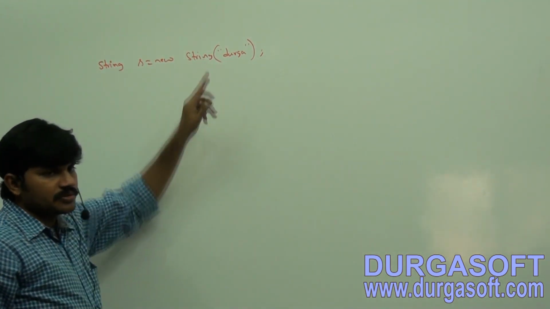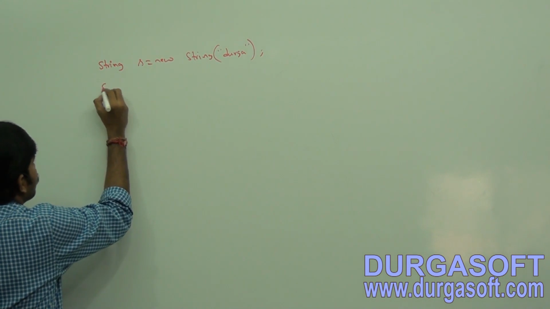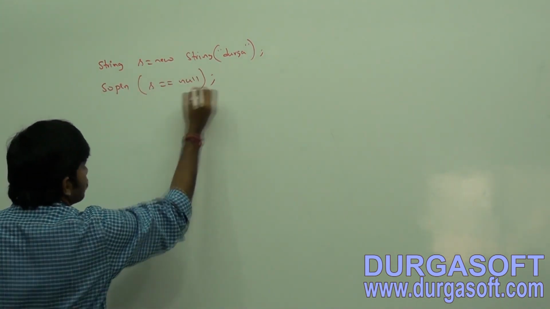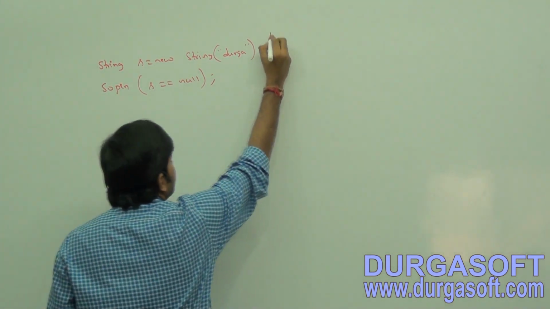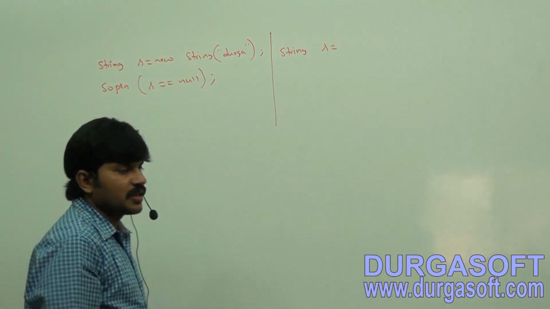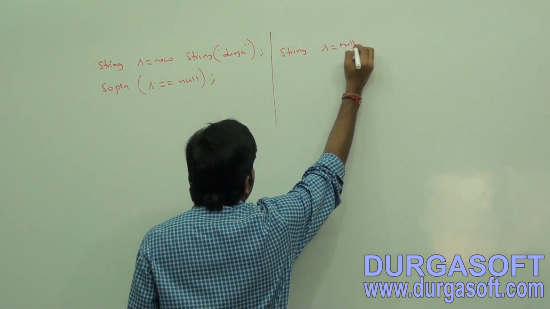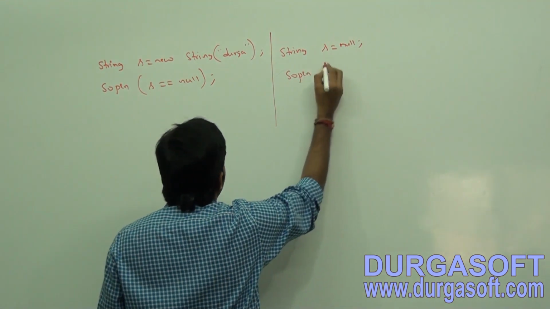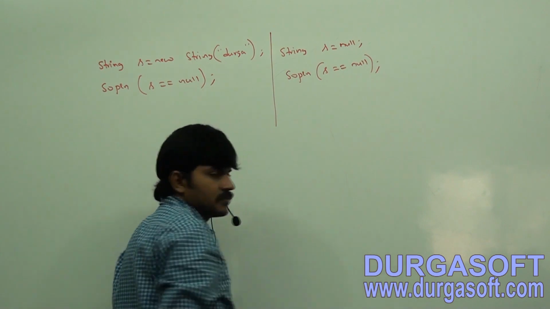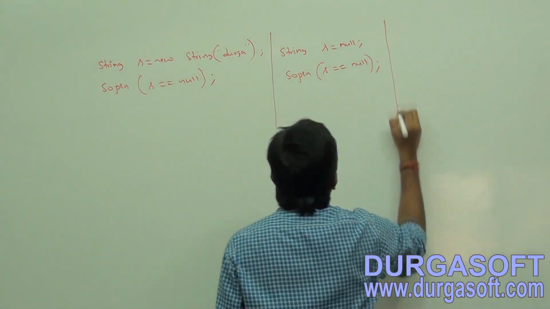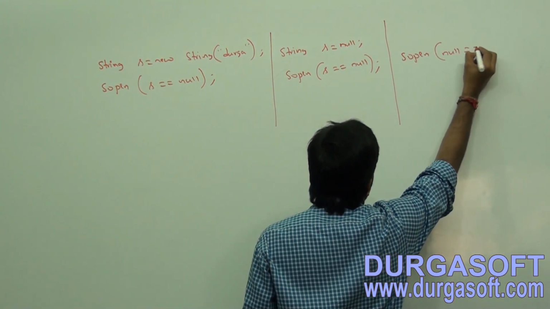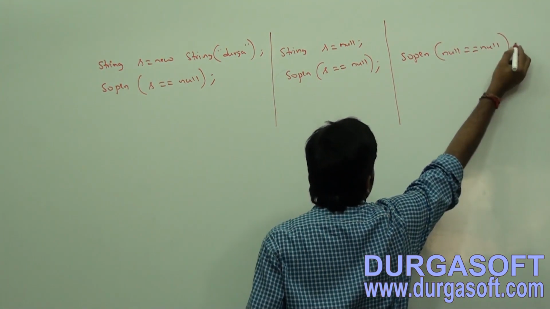Now the same here: String s = new String("Durga"); System.out.println(s == null). Next I am taking String s = null; System.out.println(s == null). Next, System.out.println(null == null).